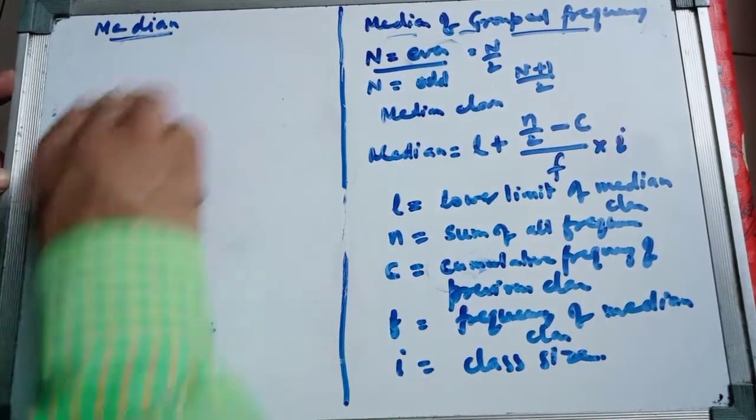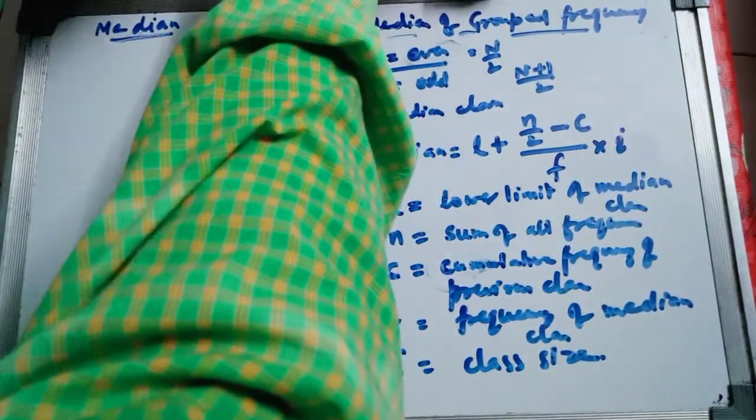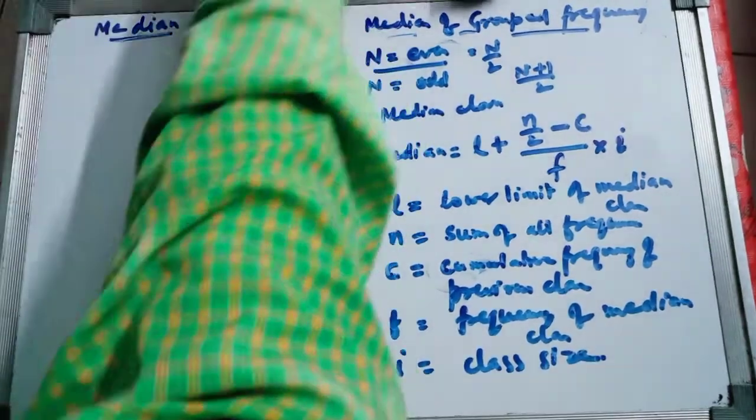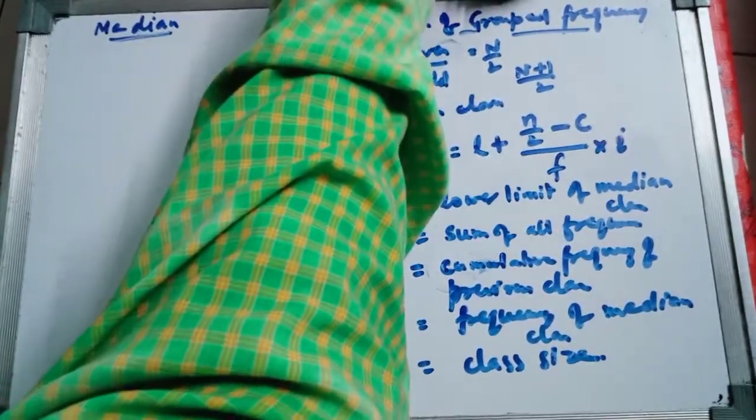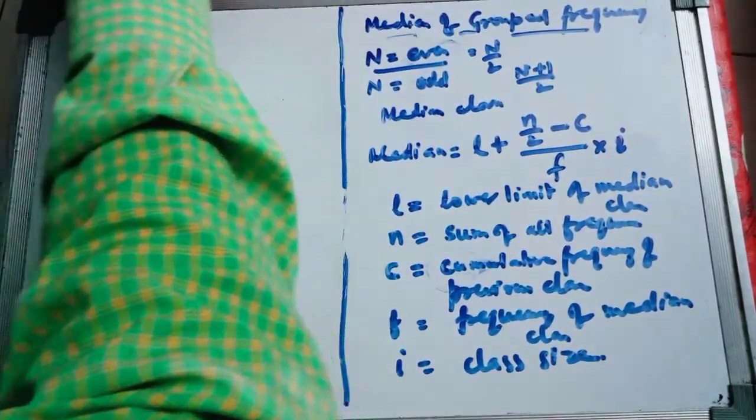Okay. Now I'll take one example to show how to calculate the median of the grouped frequency table.